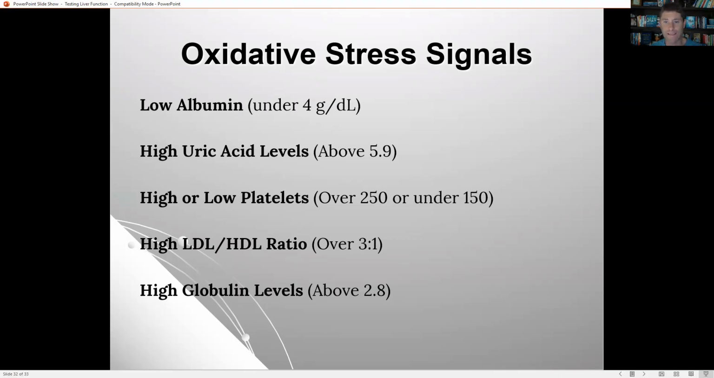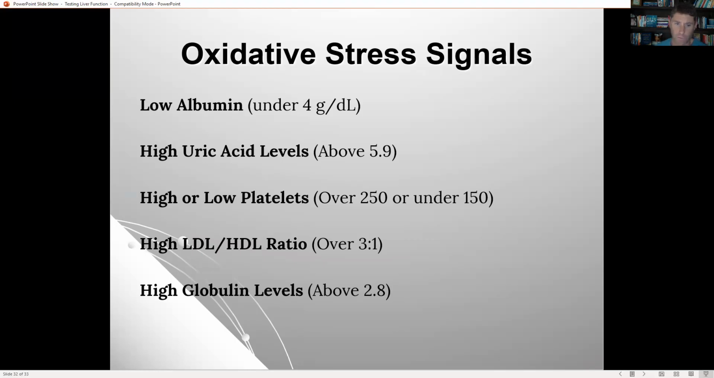High or low platelets, right? So if platelets are either very high or very low, that can be a sign of oxidative stress. High platelets are associated with inflammation. High LDL to HDL ratio. So normally this should be under 3:1. So if it's high, we're thinking that could be related to oxidative stress.